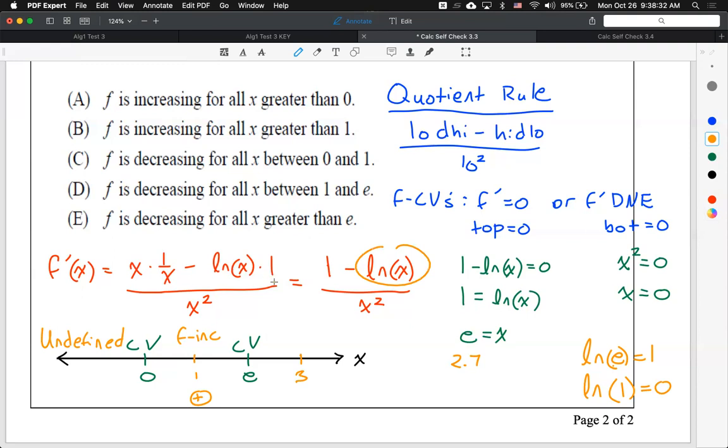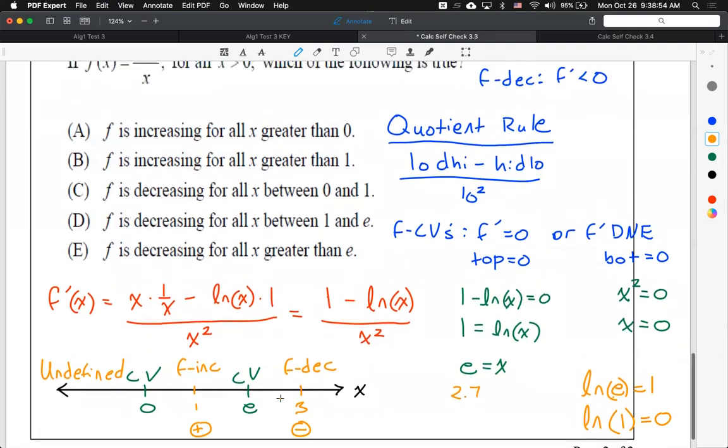So 1 minus a number bigger than 1, Chris, is that positive or negative? Let's just call this thing 1.1, slightly bigger than 1. 1 minus 1.1 is negative or positive? Negative, yeah. So we can come back up here and say that was a negative, which means this is an F decreasing interval. All right, we basically have our answer.